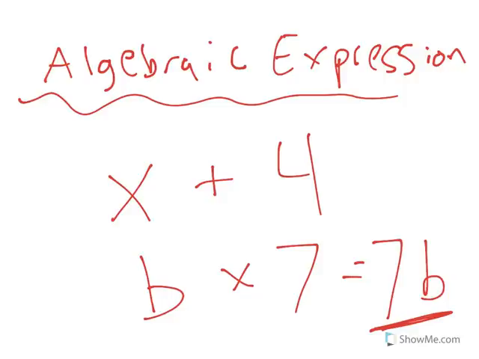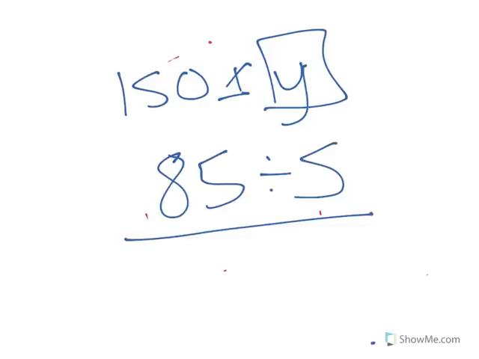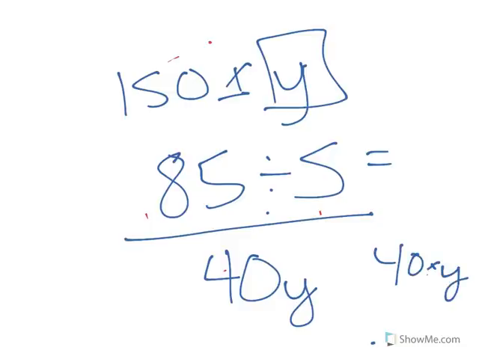So that's the vocabulary you need for today. So let's look at a couple examples and decide whether they're algebraic expressions or not. 150 times y. That would be an algebraic expression since it has a variable and it has an operation symbol. How about 85 divided by 5? That is not, because there's a definite answer to that. There's no variable. How about 40y? That would be you taking 40 times y.